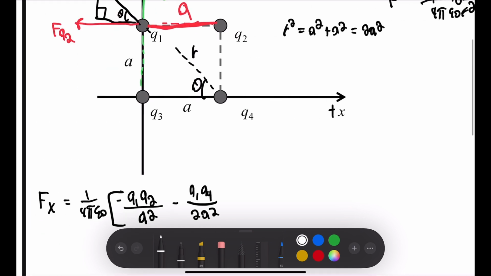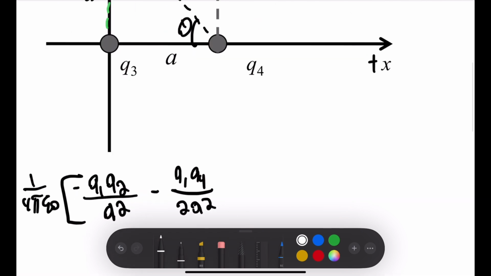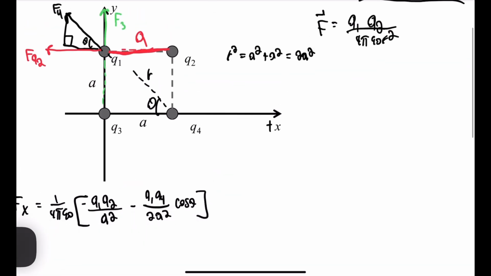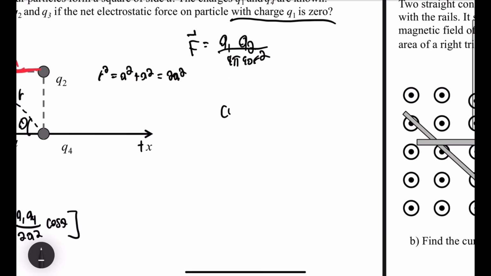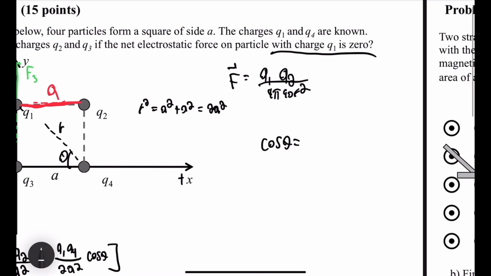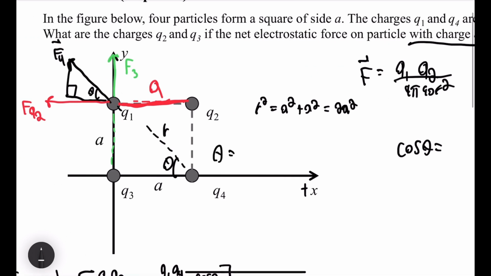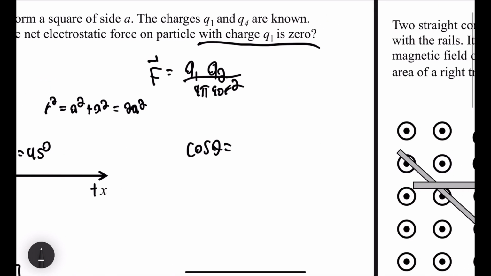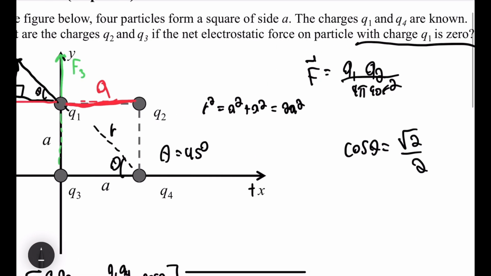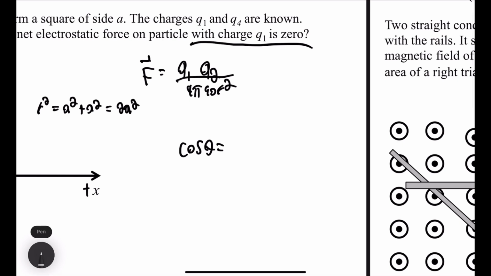And now I need the x component of that force. So I'm going to need the cosine theta. Now, to find cosine theta, there are 2 ways to do this. Because it's a perfect square and they have the same distance, you can assume that this angle is 45 degrees and say it's square root of 2 over 2. Or you could actually solve for it and you end up with the same answer.